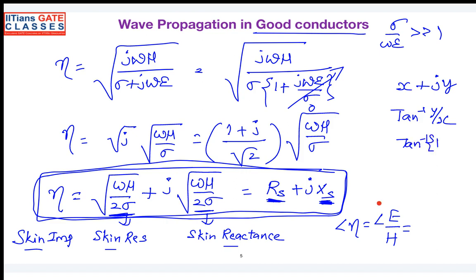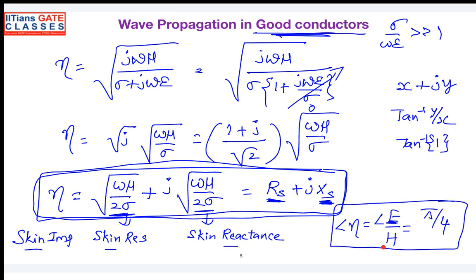So in a good conductor, your electric field is leading the magnetic field by 45 degrees. Which means that you can see here, this is your electric field and the magnetic field is starting after some duration. So the phase angle between E and H here will be 45 degrees. So your electric field leads the magnetic field by an angle of 45 degrees because it is positive. So you got the point now? Any questions to discuss here?